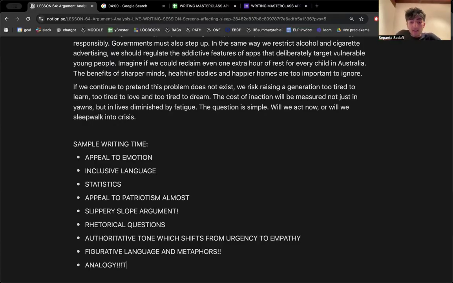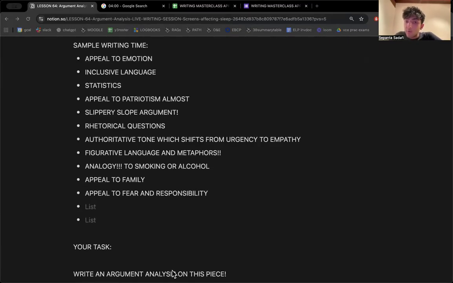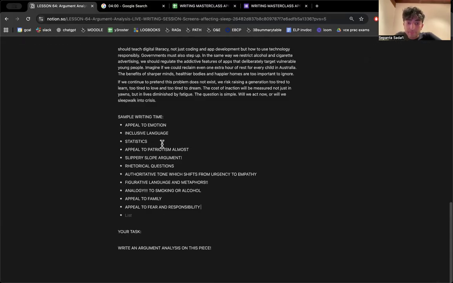The analogy, to smoking or alcohol or drugs even, for example. And I've got appeal to family. We value family, right? Appeal to fear. Yes, hell yeah, fear and responsibility. Fear and responsibility, right? Good, good. These are really good. This is what we're looking for, right? Statistics, which appeals to logic as well.